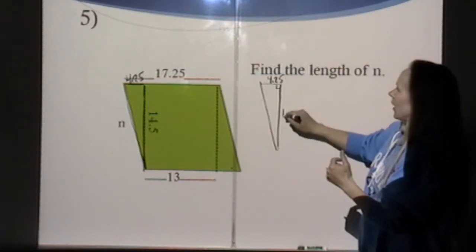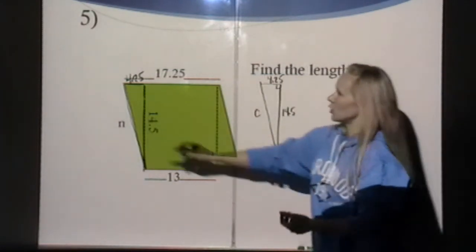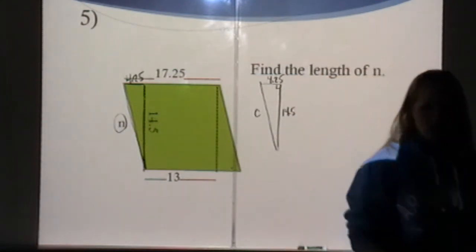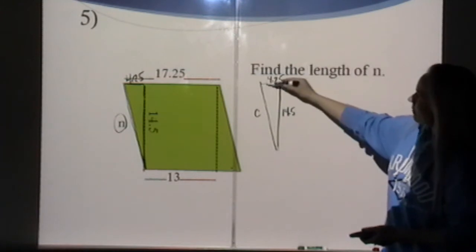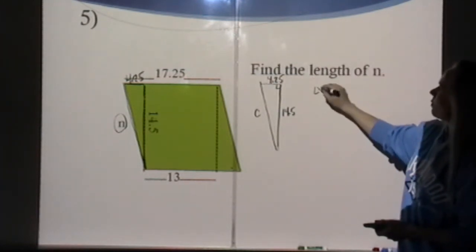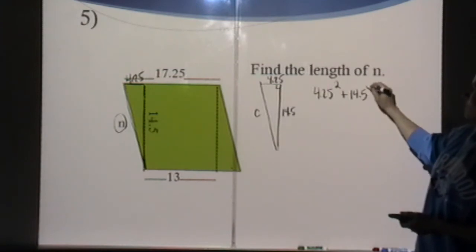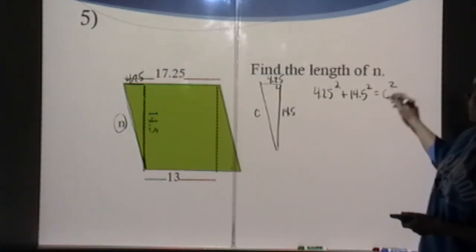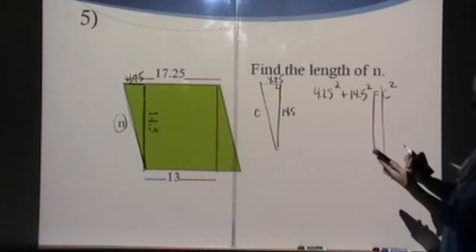4.25, and I got 14.5, and then this right here is my C, which is what I'm trying to find. So let's use the Pythagorean theorem. These are my A and my B that make my L, make my right angle. So I have 4.25, A squared plus B squared equals C squared. Now let's evaluate. Definitely going to need my calculator on this one.